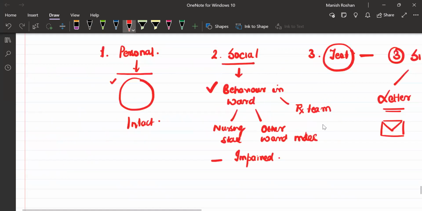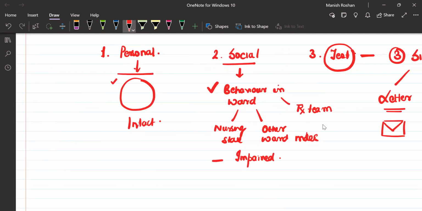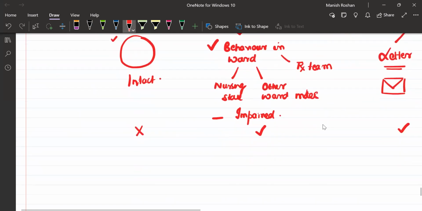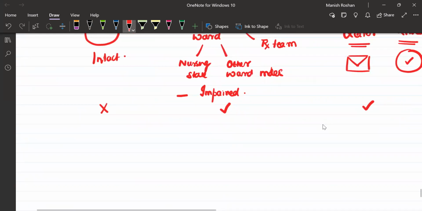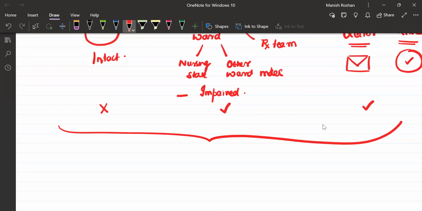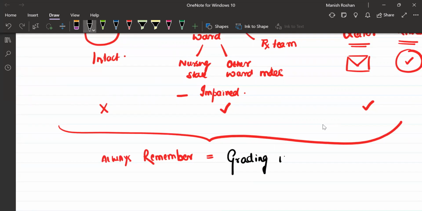For example, if the individual has social judgment and test judgment intact, but personal judgment is not intact, what would be the interpretation? As we have seen in most of the above, we have taken the majority, but in judgment, always remember, this is very important: this is not something to be rated on gradation. It means that grading is not done.